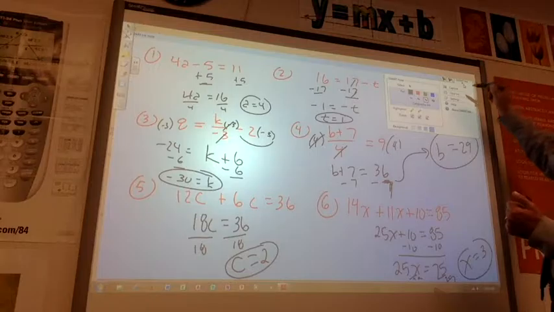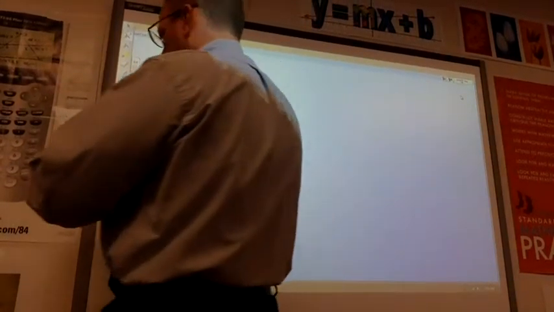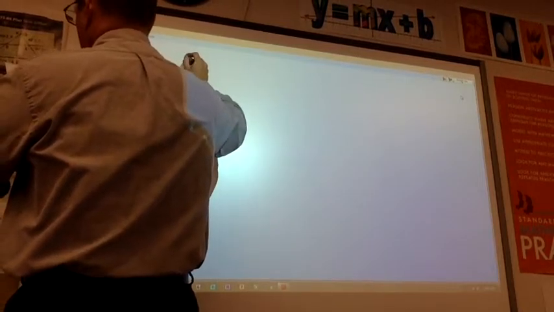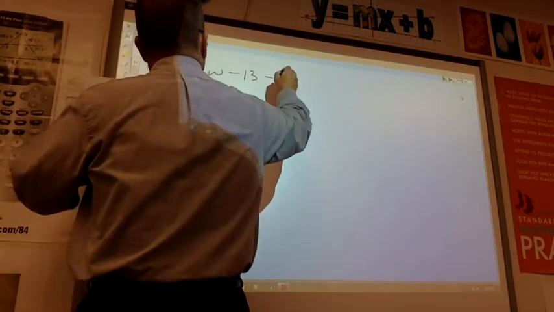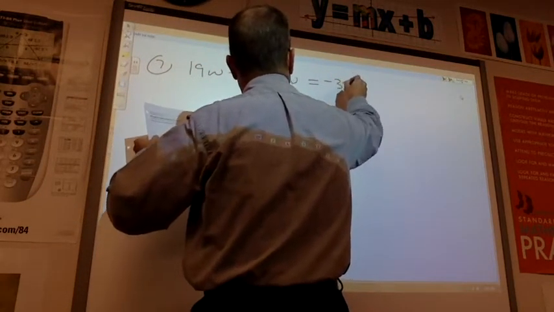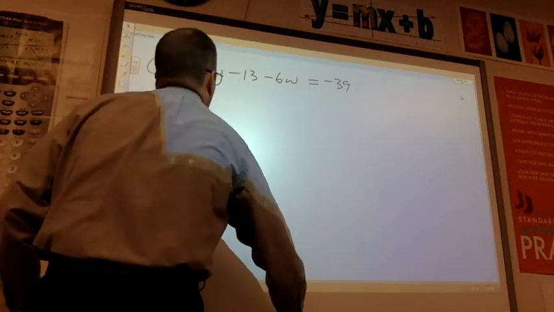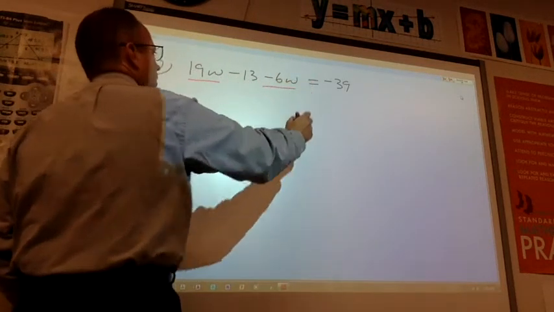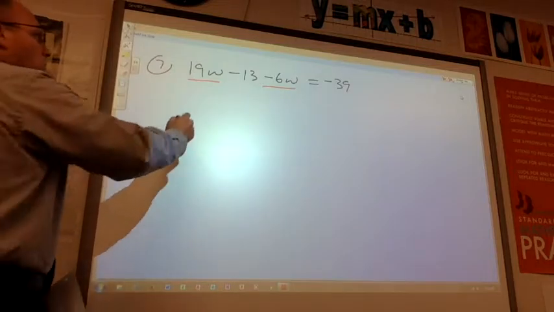All right, clear ink. So number 7. So we get a little goofy. So some of these might have been a little bit further along, but I think that we can kind of work through them. This one's okay because we have like terms on the left side. What are my like terms? 19w and 6w. So if I combine this with this, what do I get? 13w. Is everyone okay with that? 13w?